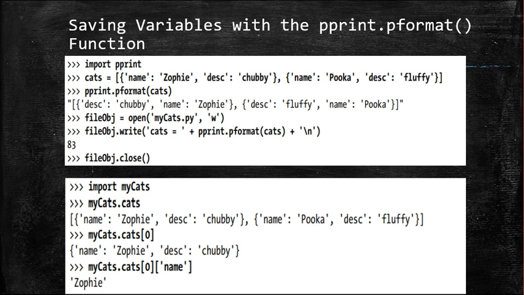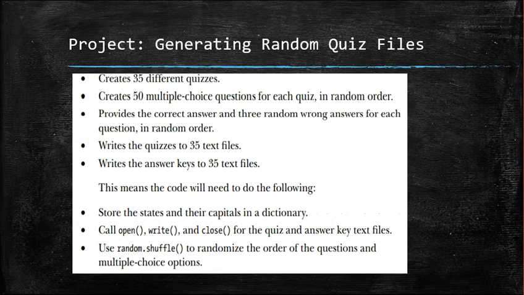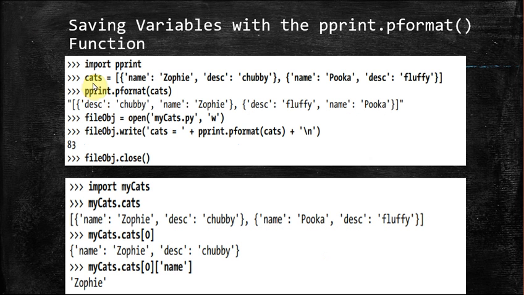We have a list of dictionaries that is stored in this variable. In this variable cats, what are we having? You can just see here. We have a list of dictionaries here.